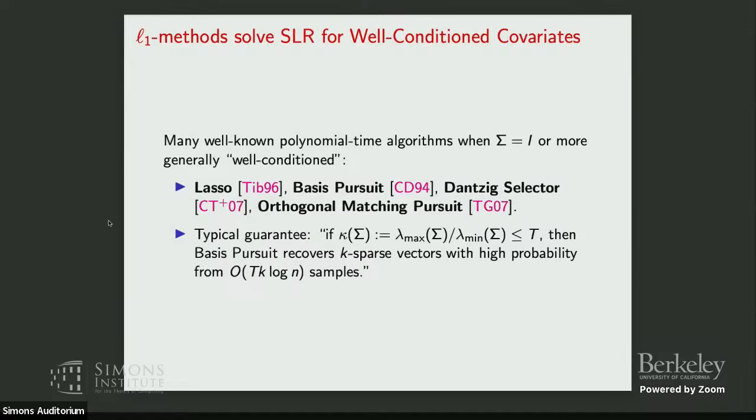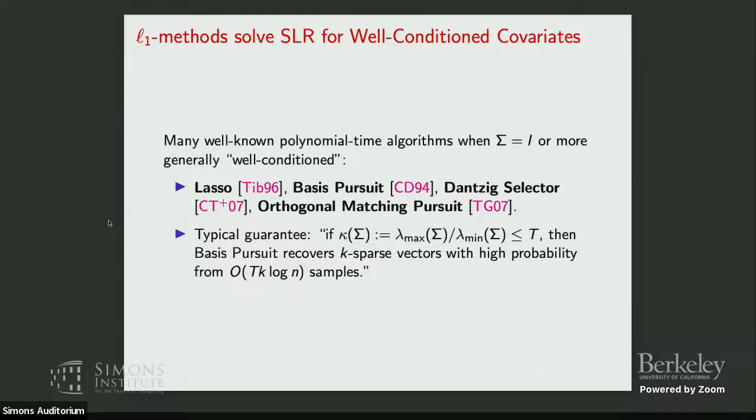There's a lot of work on this problem, especially in the context of compressed sensing and related questions. One of the most studied techniques for solving this problem is the L1 minimization method, or Lasso, where you try to find a solution to the system of equations X times w equals y which minimizes the L1 norm.